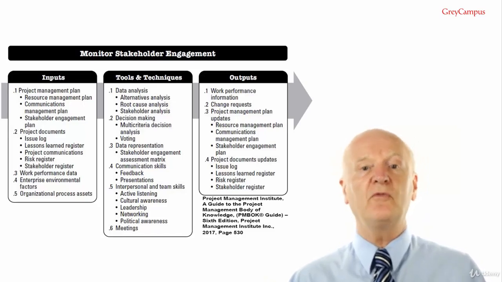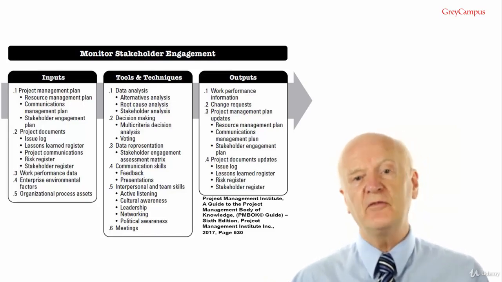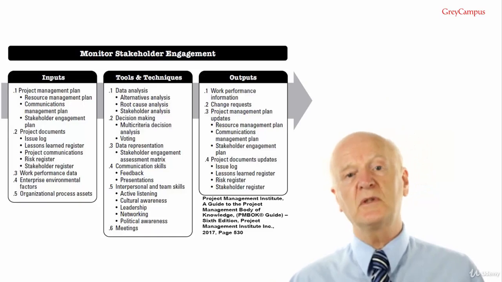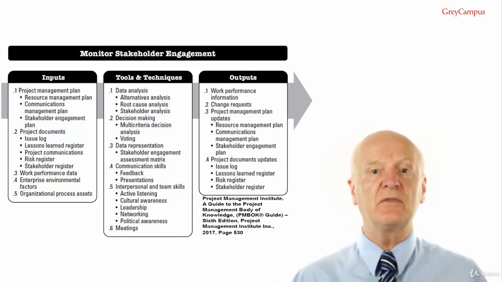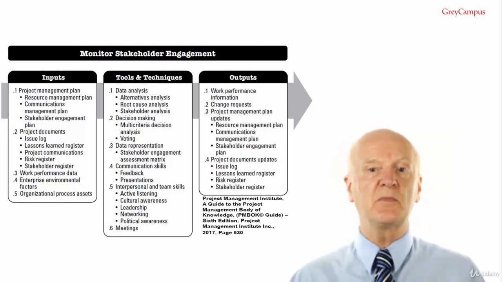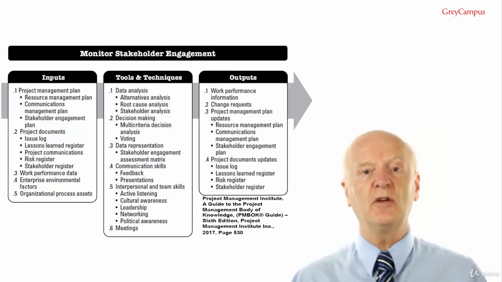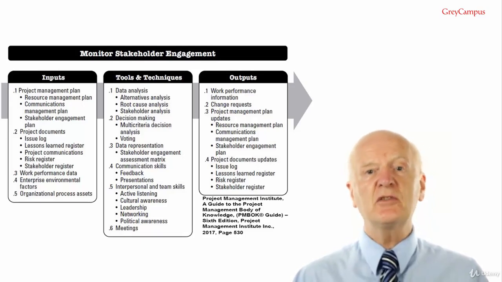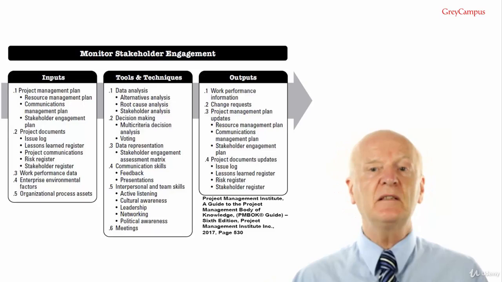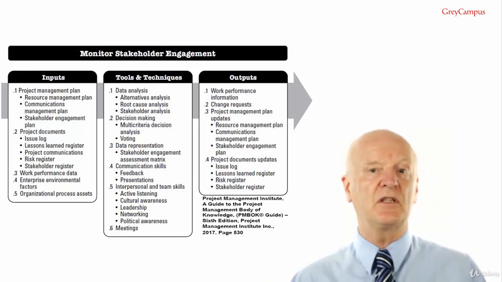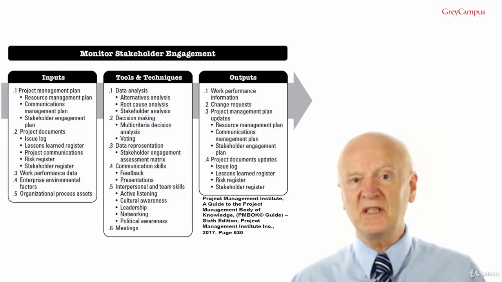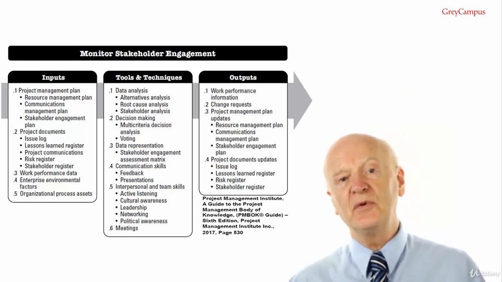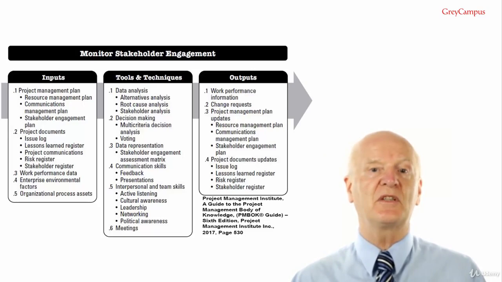Output number 1 is going to be work performance information. This includes information about the status of stakeholder engagement, such as the level of current project support compared to the desired levels of engagement as defined in the stakeholder engagement assessment matrix, the stakeholder cube, or whatever other tool you're using. Output number 2, change requests. A change request may include corrective and preventative actions to improve the current level of stakeholder engagement. As I often say, change requests are processed for review and action through the Perform Integrated Change Control process.